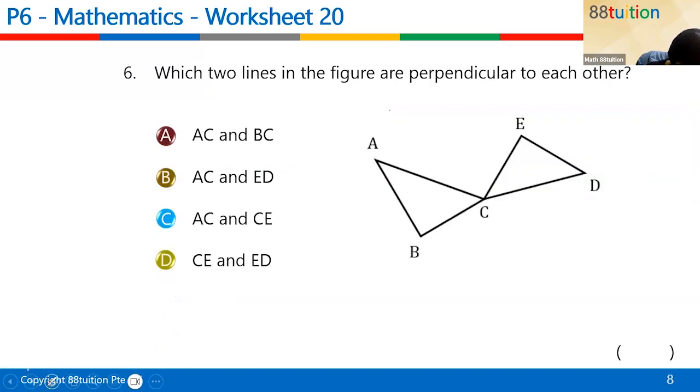Next question. Which 2 lines are perpendicular to each other? Please, you must understand what is called perpendicular. It will form a 90 degree angle. We call them perpendicular lines. It can be like that, can be like that. Okay, so this is called a perpendicular line. And they must be to each other.